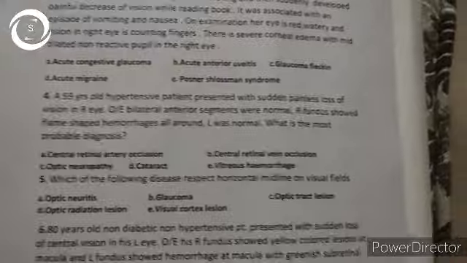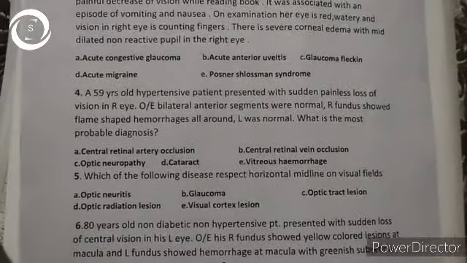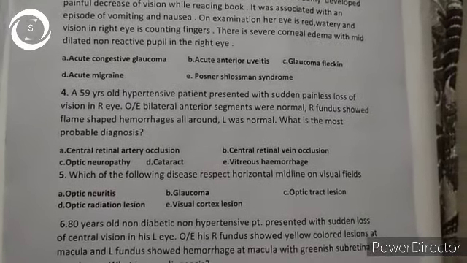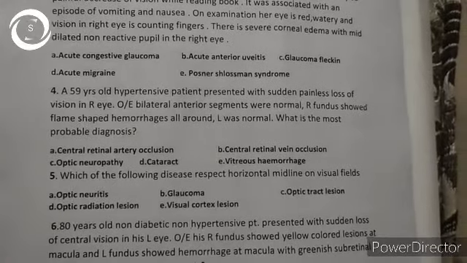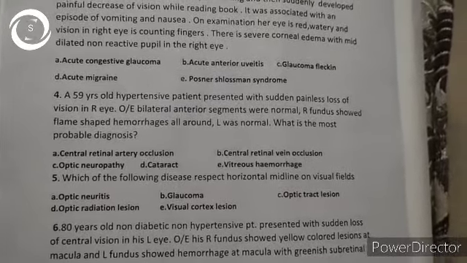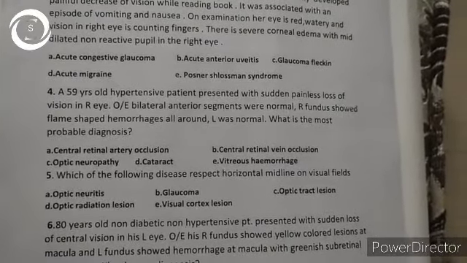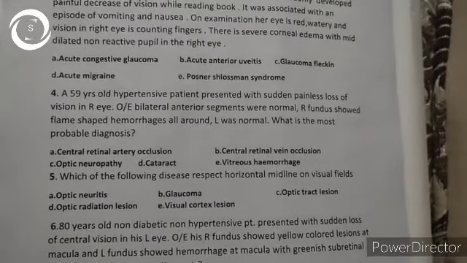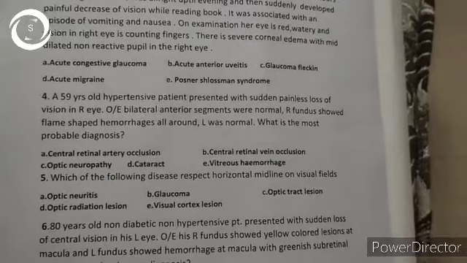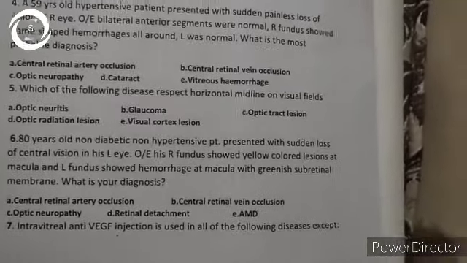Now, which of the following diseases respect the horizontal midline on visual fields? Now, I have discussed it in detail in class on the whiteboard. So, glaucoma respects the horizontal midline, and neurological defects like visual cortex lesion, optic radiations, optic tract lesions, they all respect the vertical midline. So, the answer of question 5 is glaucoma. And optic neuritis will give you a central scotoma.